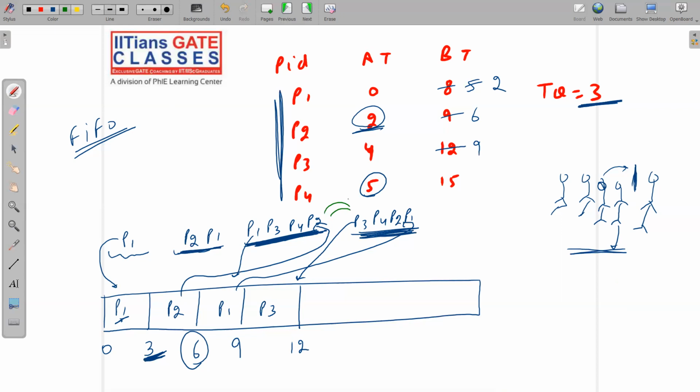So that you get more clarity. But no need to do all kind of things. No need to waste any time here. At time 6, you will say like this. At time 6, this is at time 0, at time 3, at time 6, at time 9.